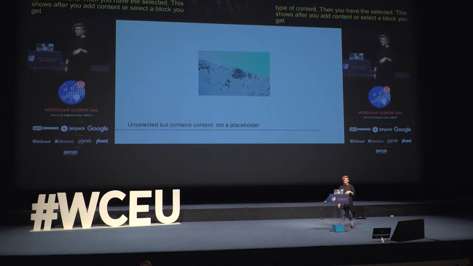And then you have unselected but contains content. There's probably a better name for that, but let's go with that. This is when it looks pretty much how it's going to look like on the front. And then you have the hover state. So this indicates the type of block as you're interacting with it.